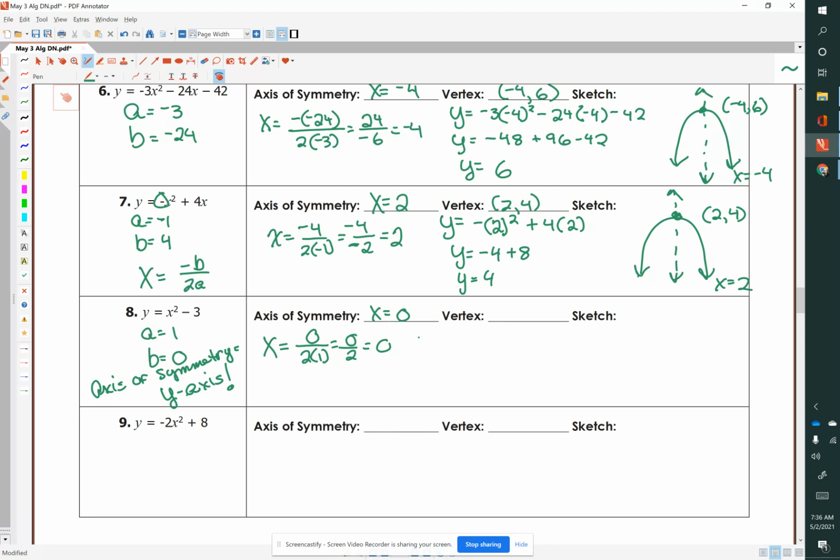Okay, let's evaluate for the vertex. y equals 0 squared minus 3, so y equals negative 3. So our vertex is 0, negative 3. And again, this is an upward facing parabola with the vertex at 0, negative 3, and the axis of symmetry at x equals 0, which will be the y-axis.